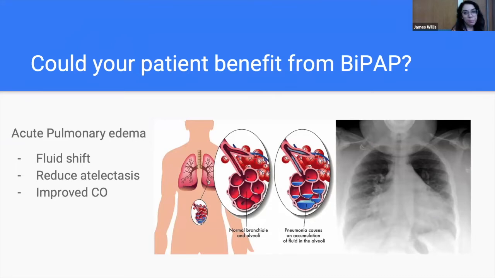Basically, you have an oxygenation problem, and the positive pressure is going to help you push fluid back into the vasculature, and it's also going to increase the intrathoracic pressure and hydrostatic pressure. The increased intrathoracic pressure is going to decrease venous return to the heart, and it's going to decrease your preload and afterload. That can help your cardiac function by reducing the amount of stretch in the heart muscle, so that it can better contract.